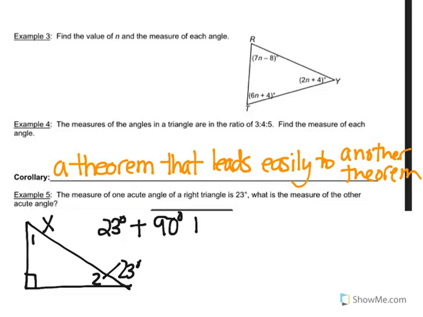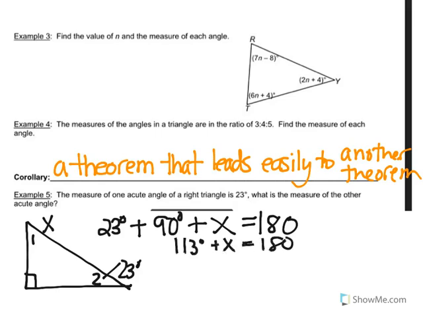Let's say it was angle 2 that was 23, and angle 1 we don't know, we'll call it x. So the missing angle, those all need to add up to what? To 180, because it's a triangle, right? So we have 113 degrees plus x equals 180. And now we subtract 113 from 180, and we get 67 degrees.